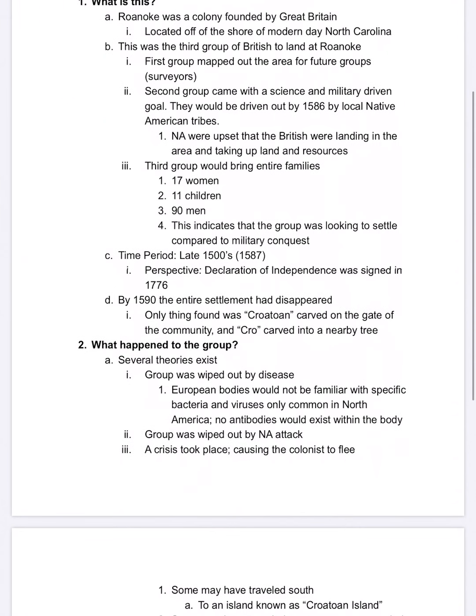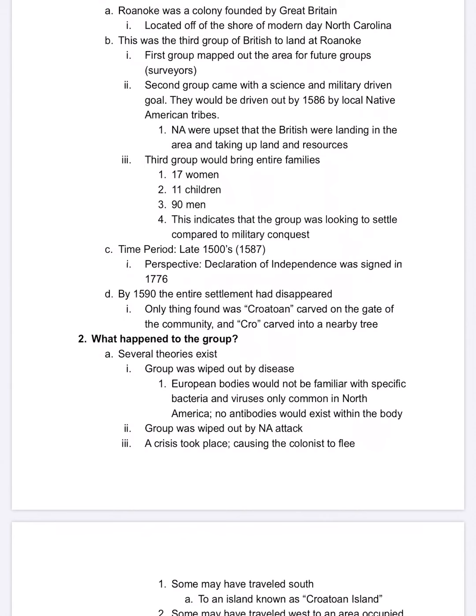Well, let's start with a little bit of background. Roanoke was a colony that was founded by Great Britain. In today's world, we would say that the island was located off the shore of modern day North Carolina, here inside the United States of America.